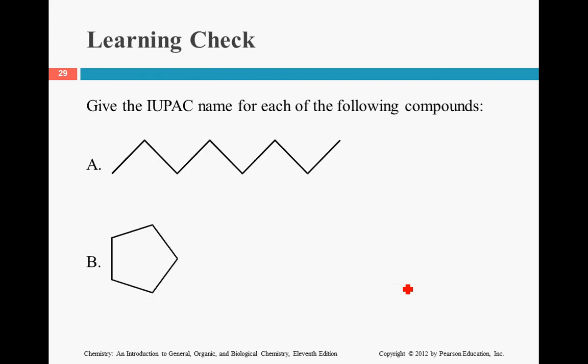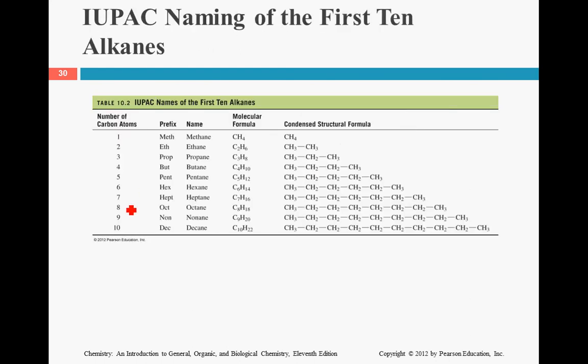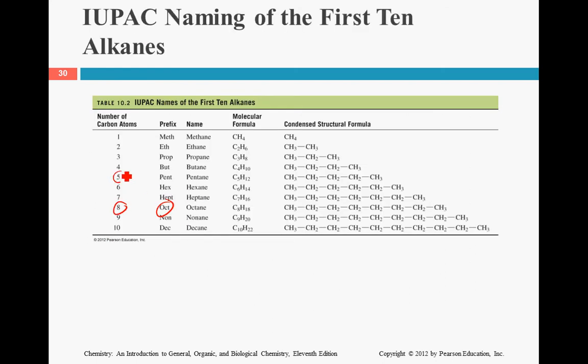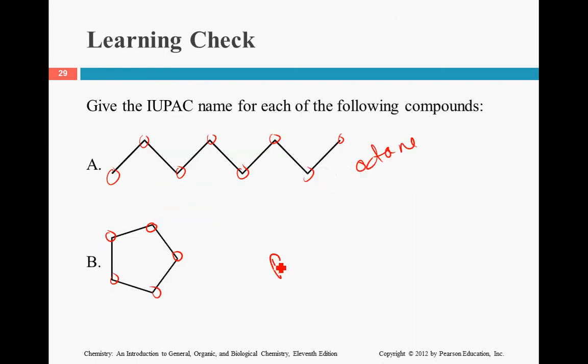So if we're naming these, 1, 2, 3, 4, 5, 6, 7, 8. 8 is oct, which means this is octane. 1, 2, 3, 4, 5. 5 is pent. So this is pentane. But because it's all in a circle here, it's cyclopentane. IUPAC is just the way that they name it. That's the method that they use. And that's the only method that we'll be using.